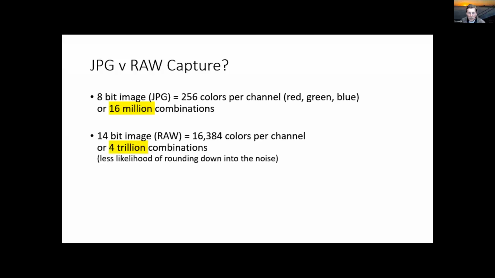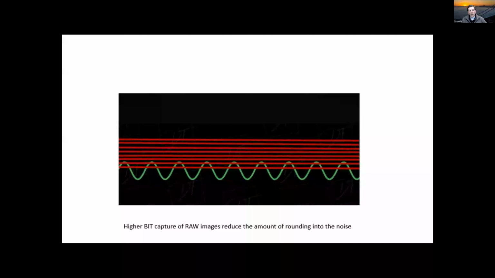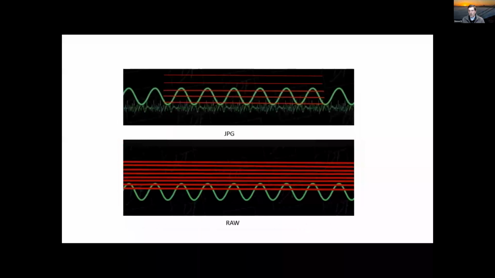So this comes back to JPEG or RAW. A JPEG image is 8 bits. We've taken 8 bits of information. That represents 256 colors per channel, or 16 million combinations. A 14-bit raw image, we have 4 trillion combinations. So this is kind of how this looks. With the higher bit image of a raw image, we get so many more choices as we're rounding up or rounding down. We don't necessarily need to round down into the noise. Where in the JPEG image, because you have fewer choices, you're far more likely to round that down into the noise, and that's going to be what you capture on your card.